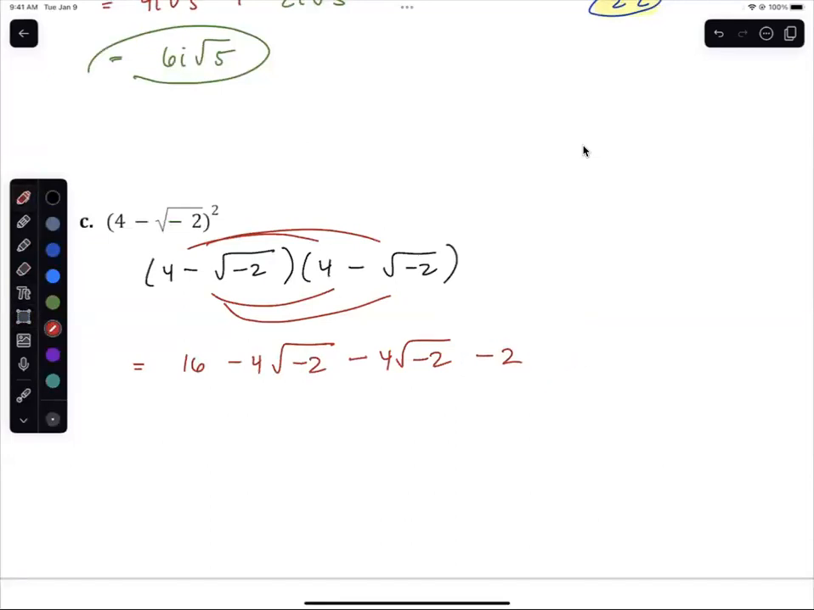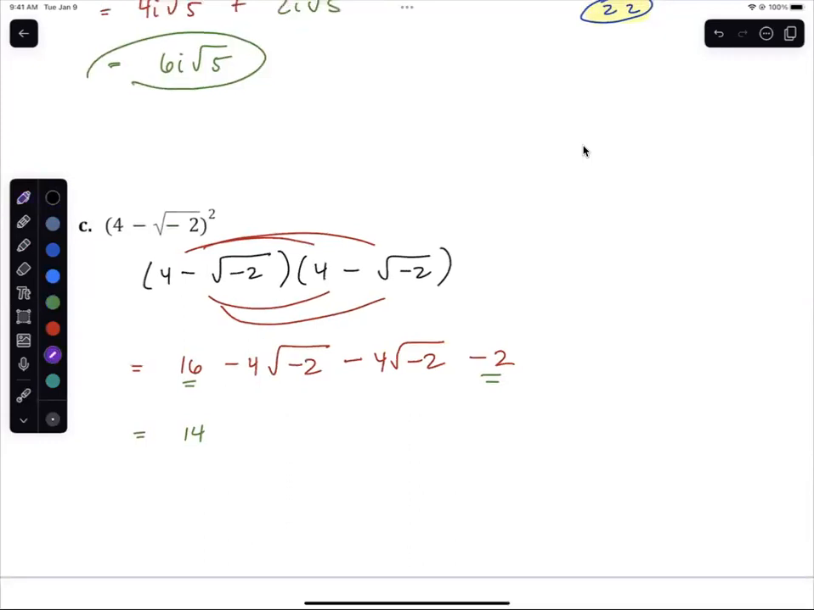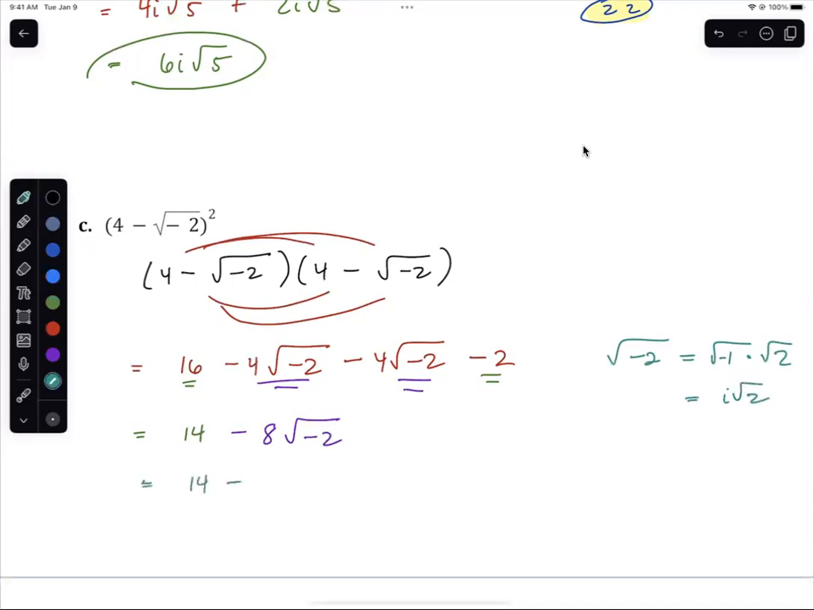Okay, combining like terms, I have 16 minus 2, which is 14. And then -4 square root of -2 minus another 4 square root of -2. These are like terms because they both have the square root of -2. So adding the coefficients, I have -8 square root of -2. Then square root of -2 is the same thing as the square root of -1 times the square root of 2, which is i square root 2. So this is going to be 14 minus 8i square root of 2.